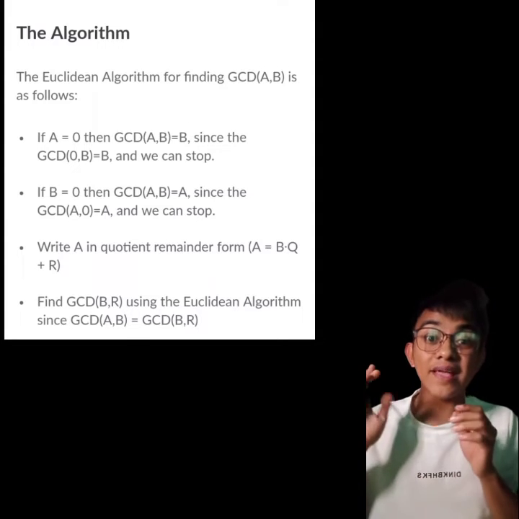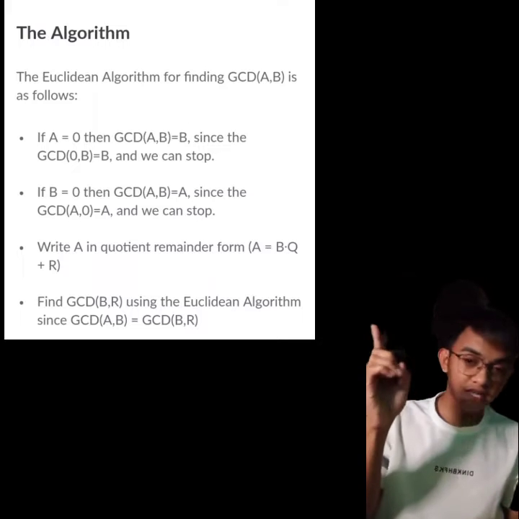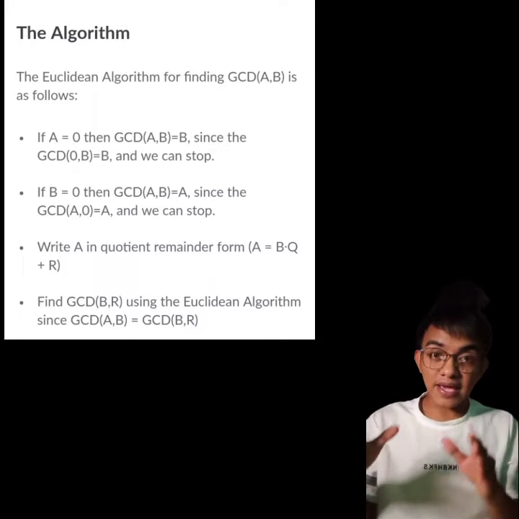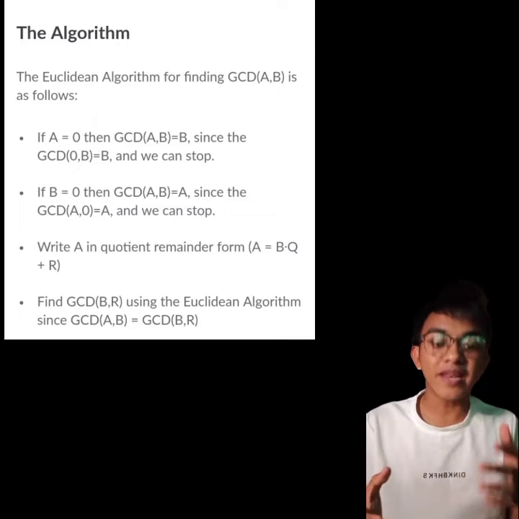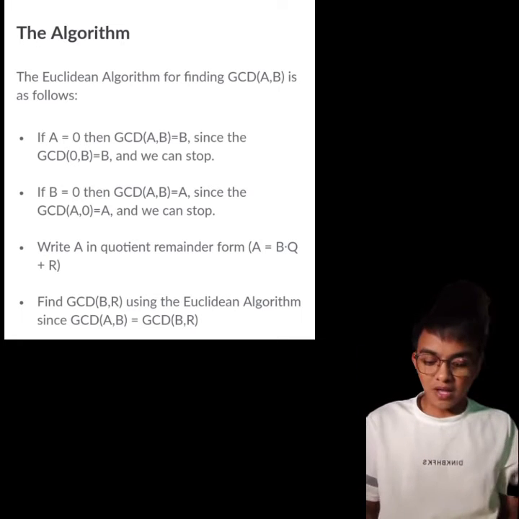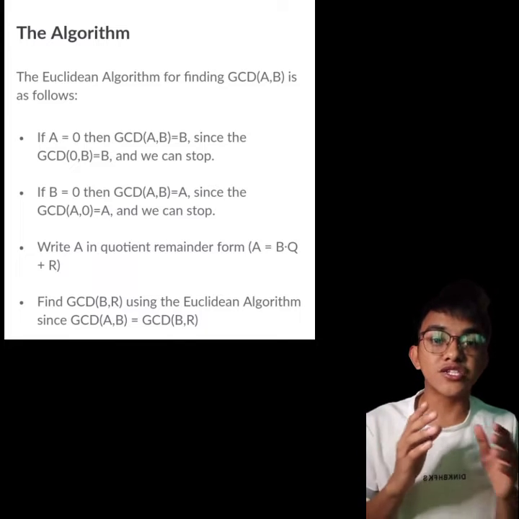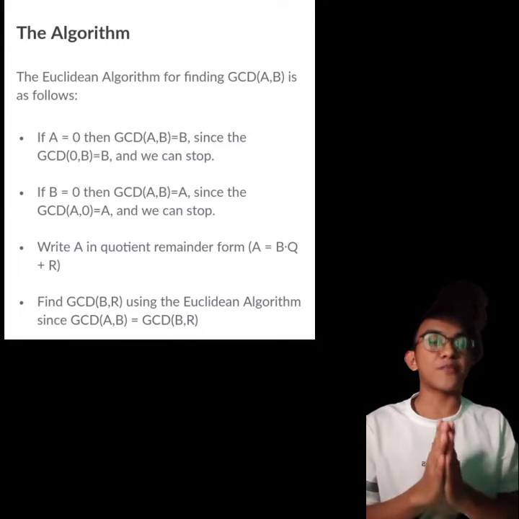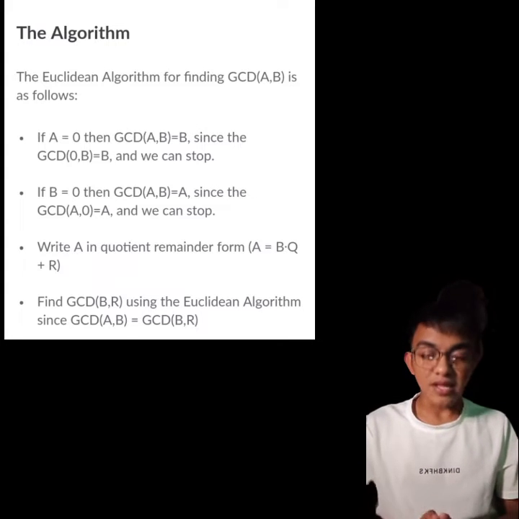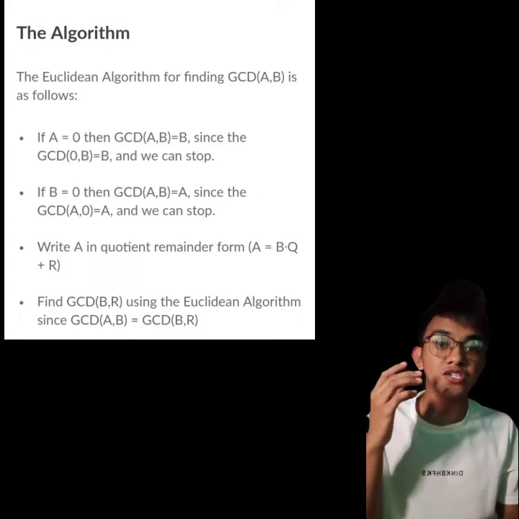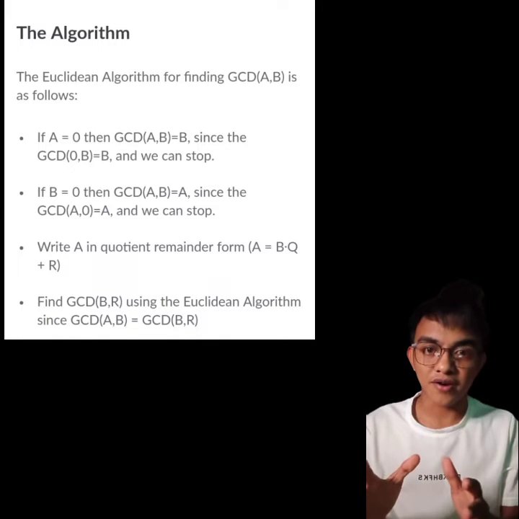After that, write a in quotient remainder form, just like what is stated above: a equals b multiplied by the quotient, plus the remainder r. Next and last, find the GCD of integers b and r using the same Euclidean algorithm method, since the GCD of integers a and b is equal to the GCD of integers b and r.